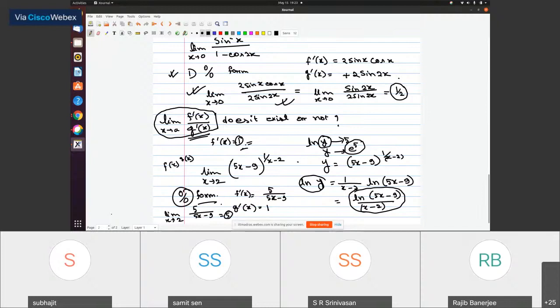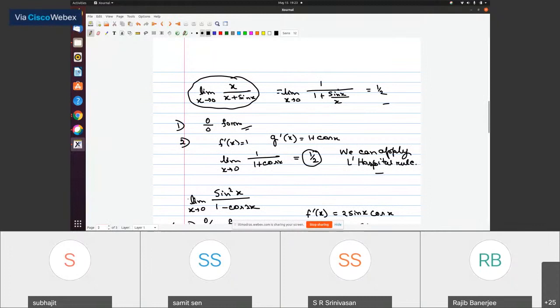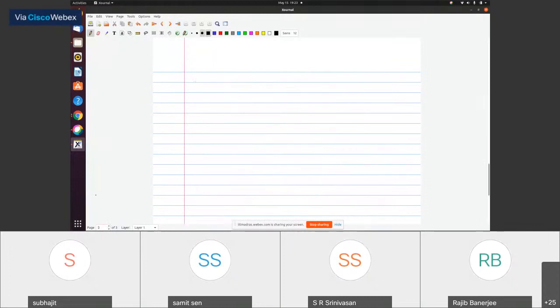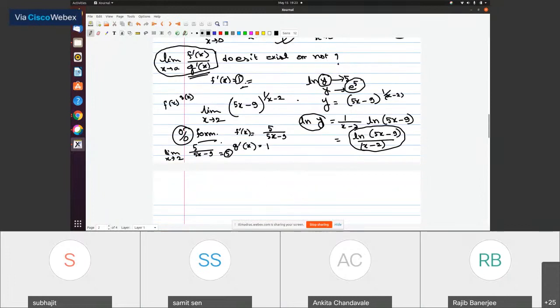How did you get ln y tending to 5? Was it given? Which one are you talking about? This one, ln y tends to 5. Can you repeat that? I am not getting you properly. Ln of y tends to 5.